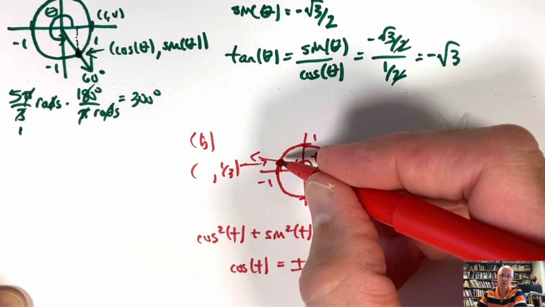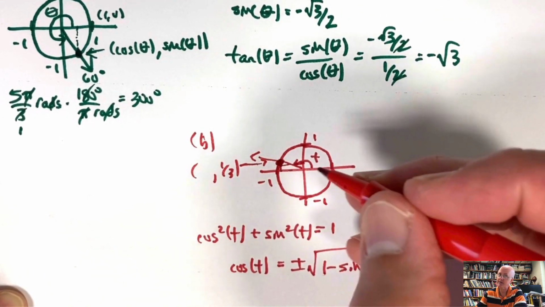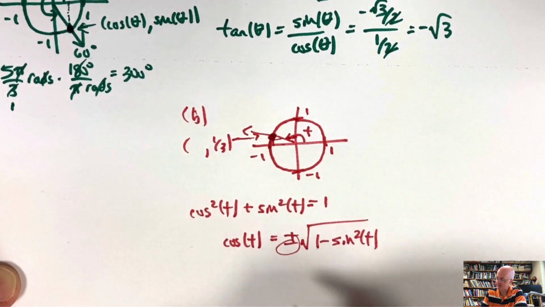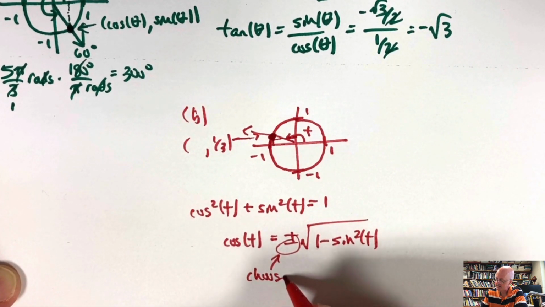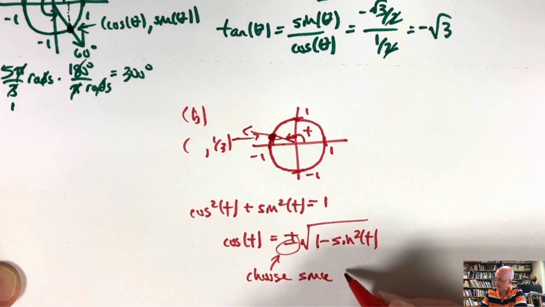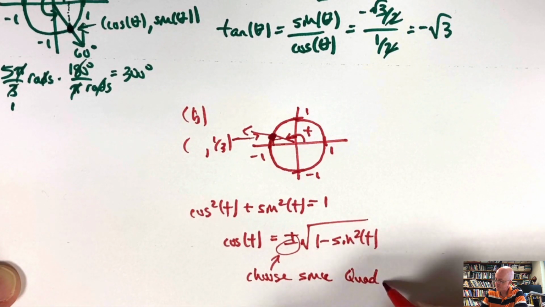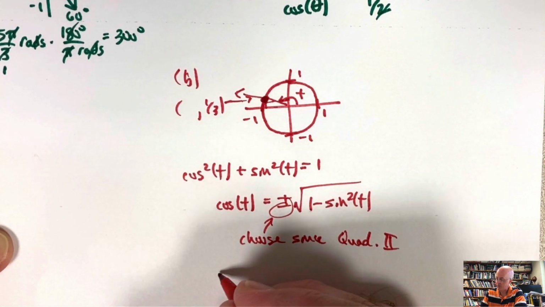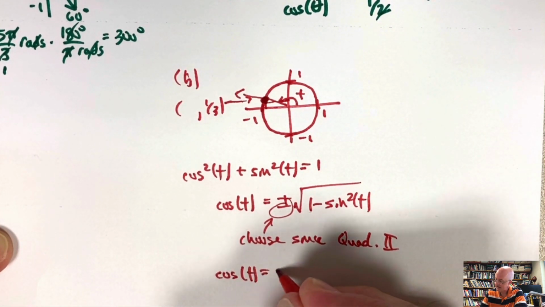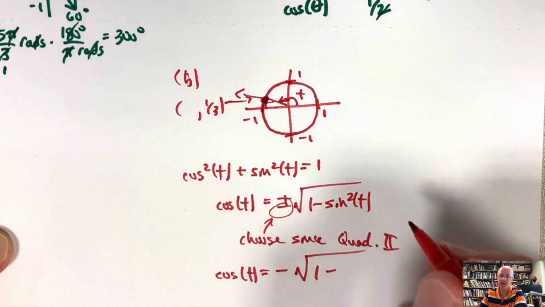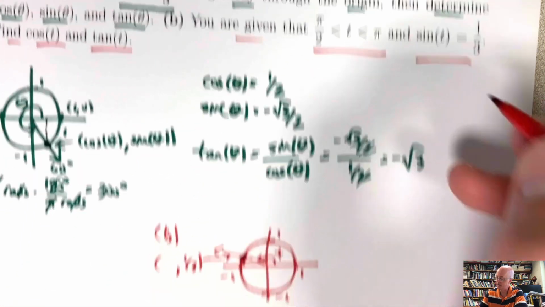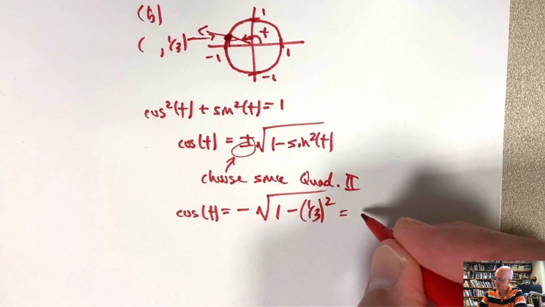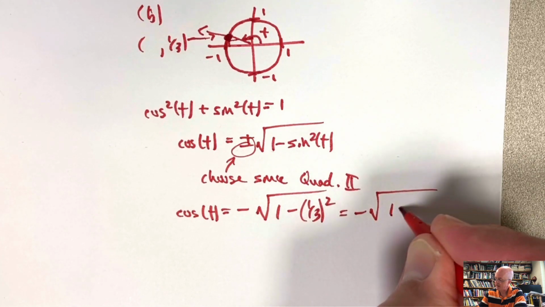Because we're in the second quadrant where the cosine is negative, the cosine is the first coordinate of the point, we need to choose the negative sign, since we are in quadrant 2, in the upper left there. First coordinate is negative. So cosine of t is going to be negative square root of 1 minus sine squared t. We're given that sine of t is positive 1/3. So that gets squared.